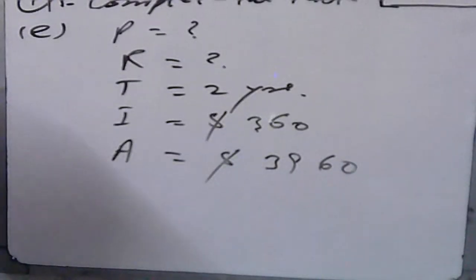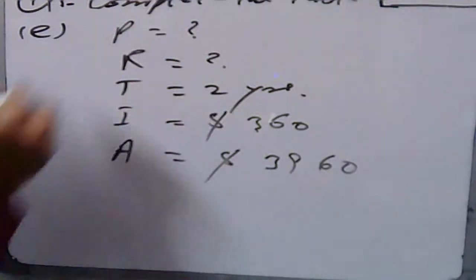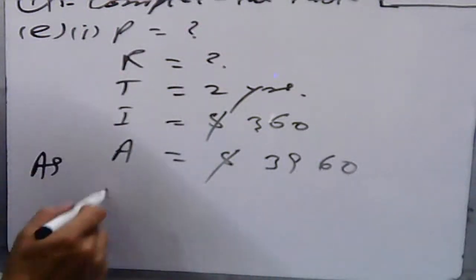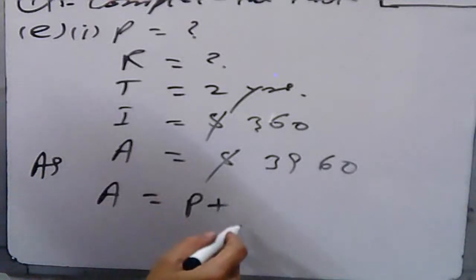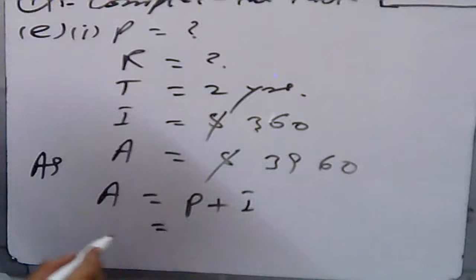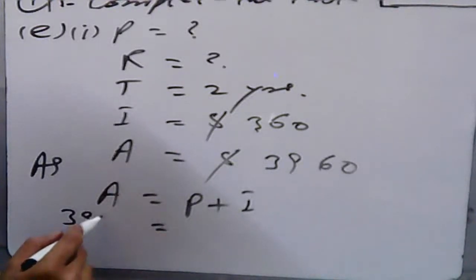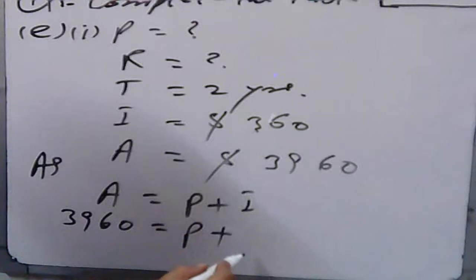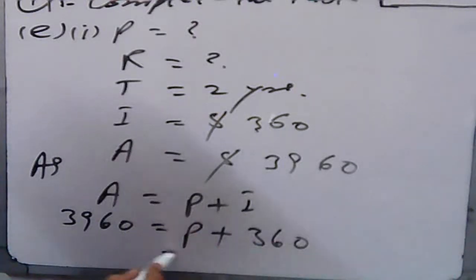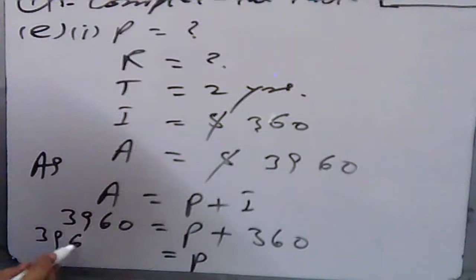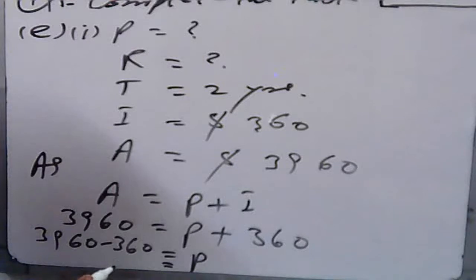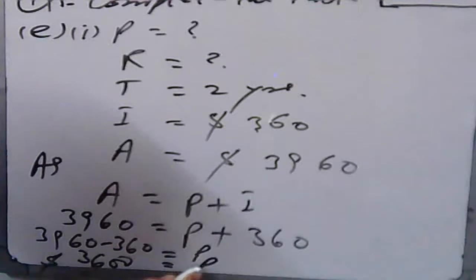In the first part, we have to find the principal amount, and we have a simple formula: amount is principal amount plus interest. The amount is given, 3960, P we have to find, and we also have the simple interest, $360. So we subtract: 3960 minus 360, and the result is $3600. That is your principal amount, your required result.